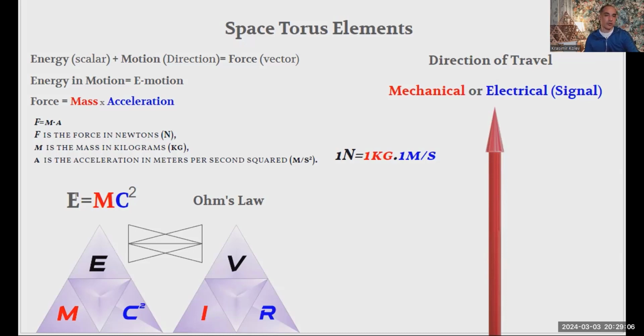And this is the Einstein formula. But before we talk about this, this is the formula for 1 newton of force. 1 newton is equal to 1 kilogram of mass moving 1 meter per second squared, equal to 1 newton of force. In the Einstein formula for general relativity, he said that energy is equal to the mass multiplied by the speed of light squared.